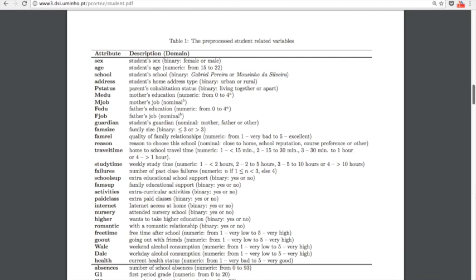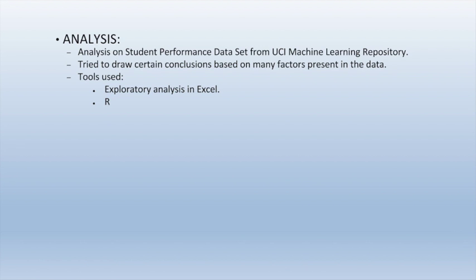And then we come on to the target attributes, which are G1, G2, and G3, which stand for first, second, and final grade, respectively. Now, the aim here is that we want to predict the G3 using G1 and G2 as well as the other attributes that have been recorded here. So we want to take a combination of all these attributes plus G1 and G2, and then predict the G3. We use tools like Excel and R to achieve exploratory analysis as well as predictive analysis on this dataset.